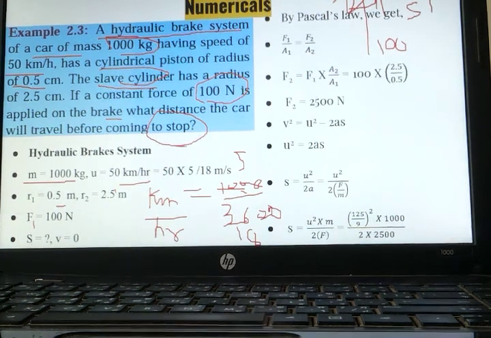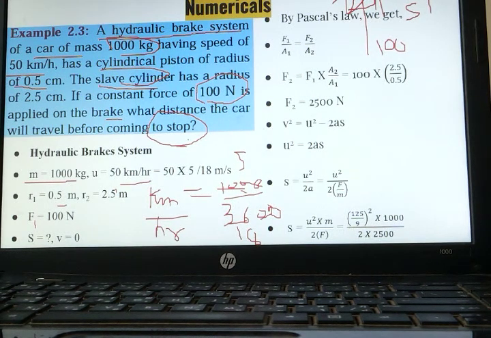It says the vehicle comes to a stop. Vehicle comes to a stop means what? Final velocity is equal to 0. So V is equal to 0. So by Pascal's law, F1 upon A1 is equal to F2 upon A2.